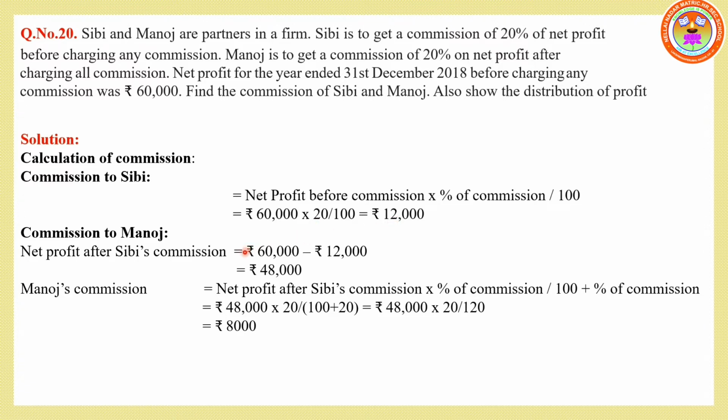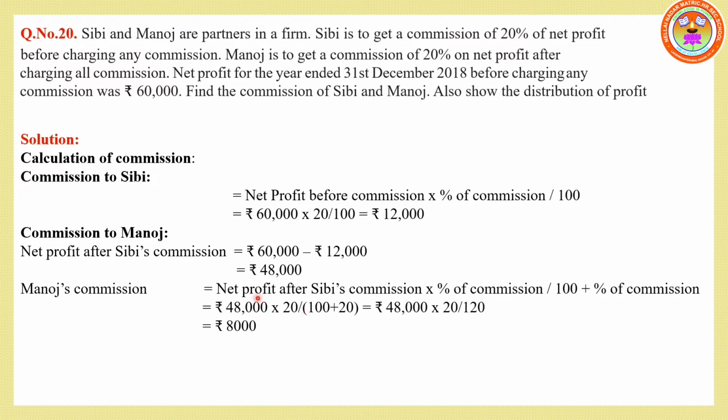Now the remaining amount, commission to Manoj. Net profit after Sibi's commission. So out of 60,000 profit, we gave 12,000 to Sibi. So how much remaining profit will be there? 48,000. So on this 48,000 only, we are going to calculate Manoj's commission. If the words given are after charging all commission, use this formula: net profit after Sibi's commission into percentage of commission divided by 100 plus percentage of commission.